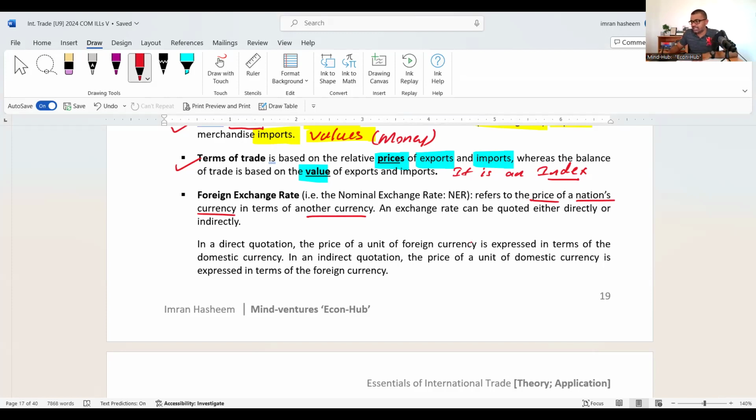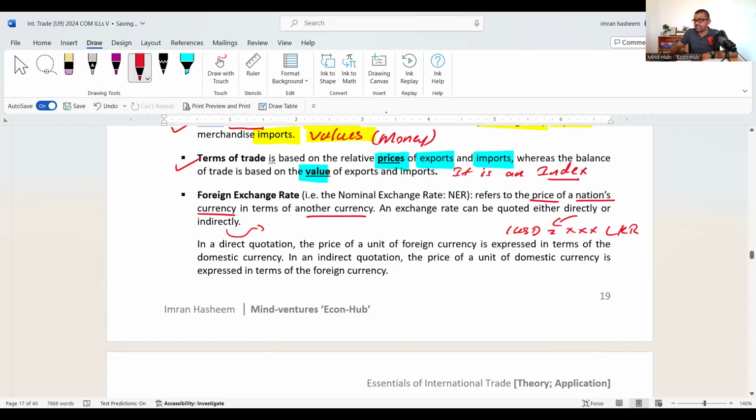Right? You can give the exchange rate in different ways. Directly, that is when you say how many LKR you pay for $1, for example. 1 USD equals how many LKR? That's called the direct method. The indirect quotation means 1 LKR.